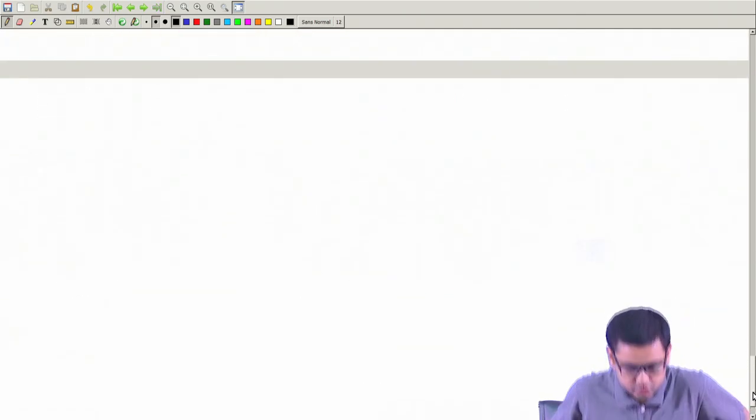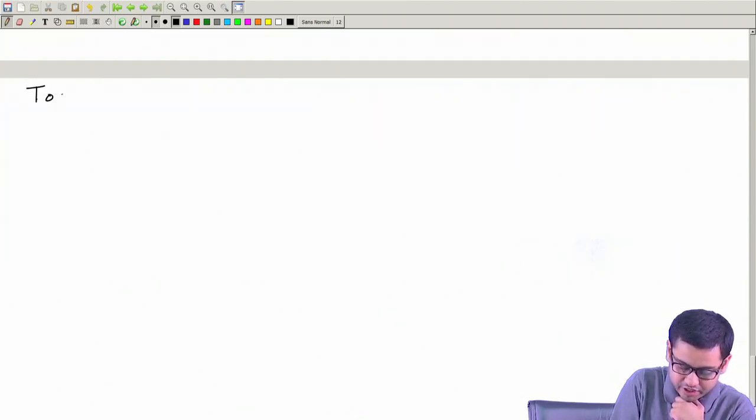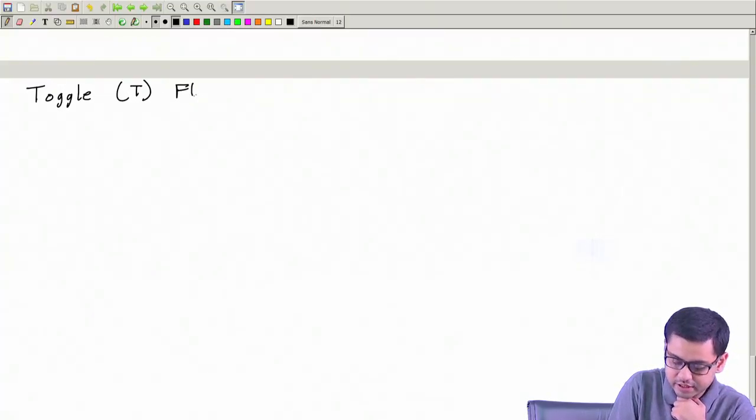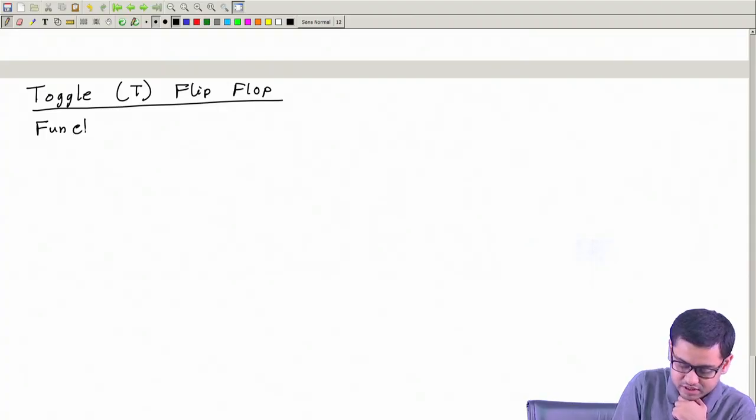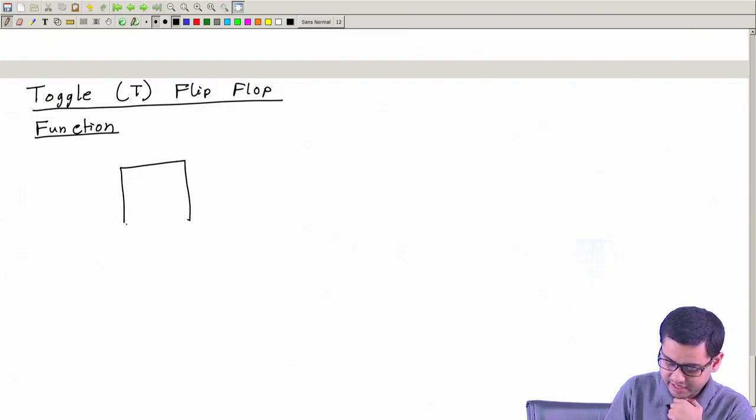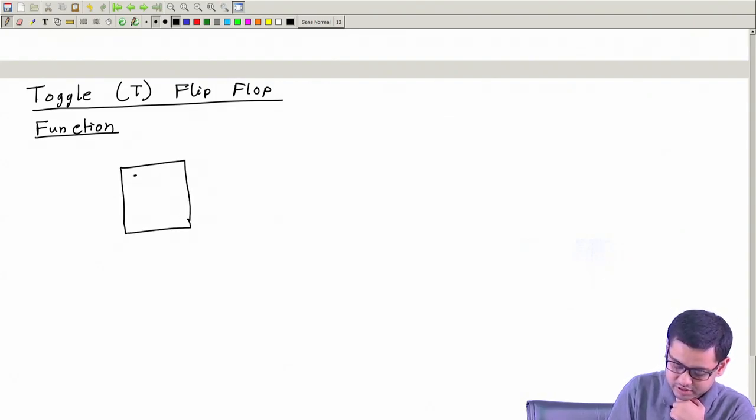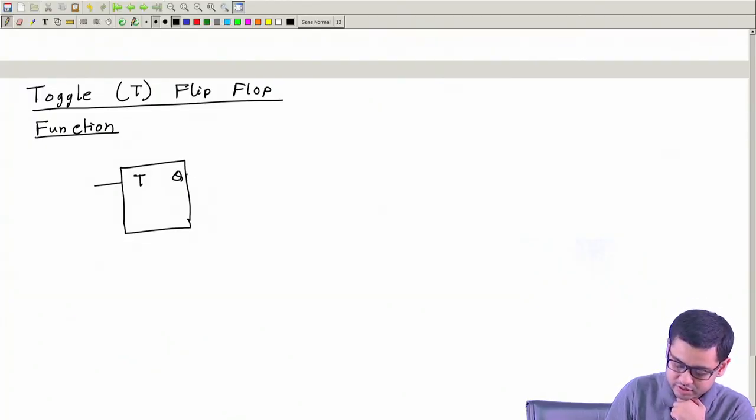After that, today let us take another flip flop which will be very useful for further studies. It is called T flip flop, T for toggle. What does it do? Let us see first the function, then we will see the circuit. So, functionally it has one input T, T for toggle, and one output Q.